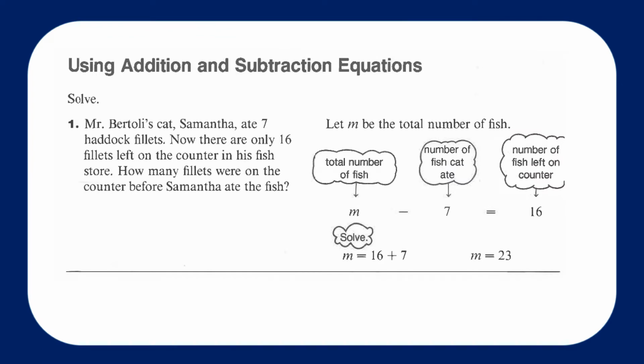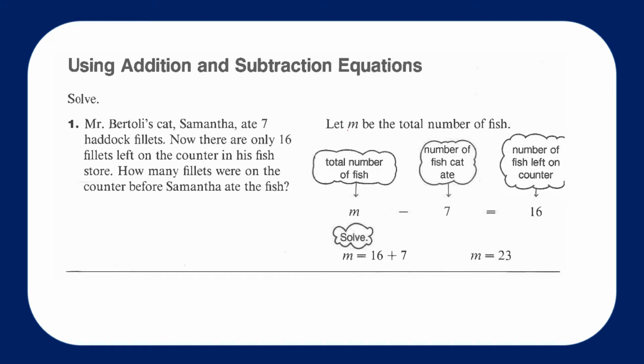Using addition and subtraction equations. Solve. Mr. Bertoli's cat Samantha ate haddock fillets. Now there are only 16 fillets left on the counter in his fish store. How many fillets were on the fish counter before Samantha ate the fish?